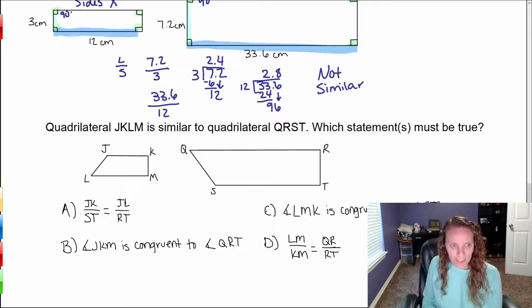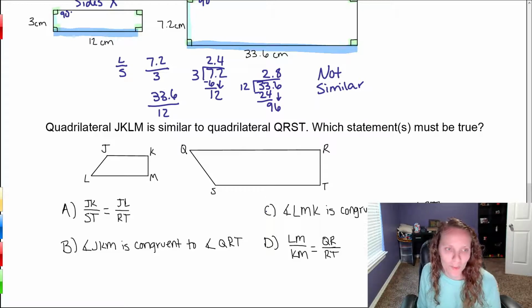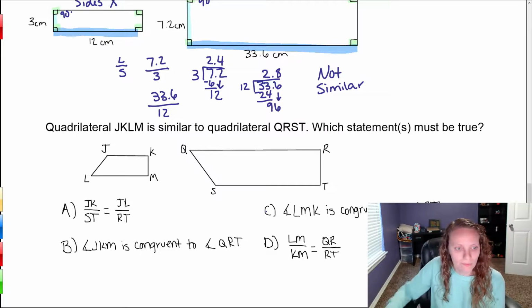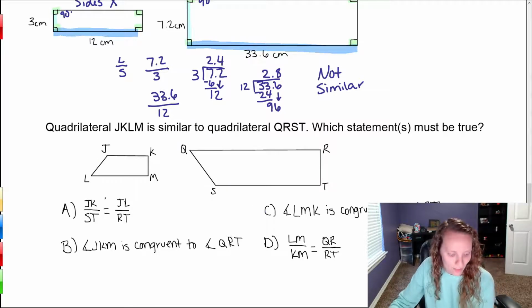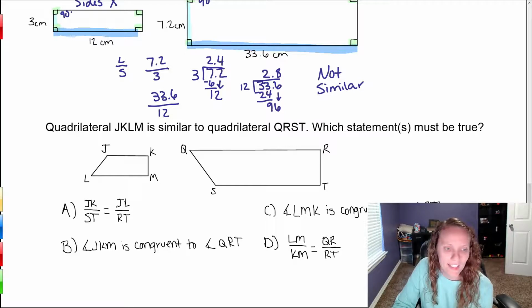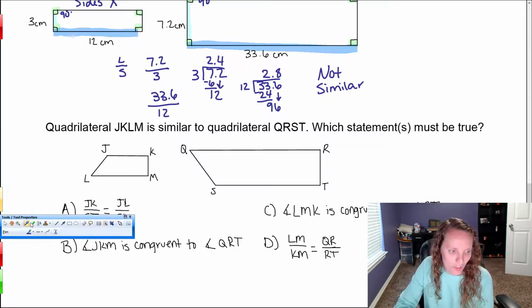Alright, let's look at the last one here. It says quadrilateral JKLM is similar to the quadrilateral QRST. And then we've got to decide which of these statements is true. Alright, let's look at this first one here. It says JK over ST is equal to JL over RT. So we've got to decide, are these sides in the same position?